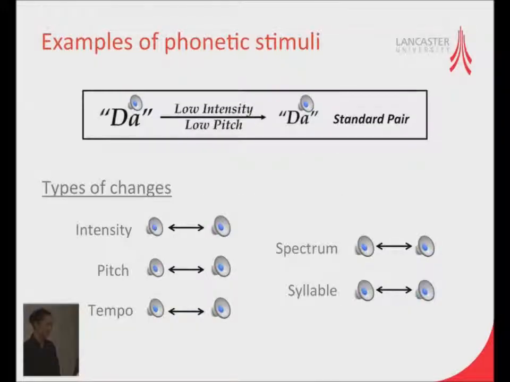Okay, so this is the standard pair. Da. Da. Okay, so that difference is 20. And then I presented different types of changes. So intensity. B. B. Okay. Pitch. Ko. Ko. Okay. Tempo. Lu. Lu. So that was just slightly faster. Spectrum. Ra. Ra. So I removed some of the frequencies. And the syllable. Yi. Ya. So that's completely different. Okay?